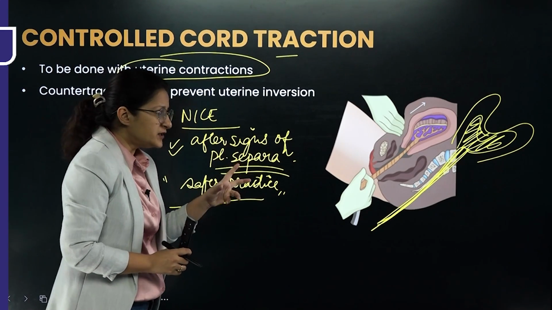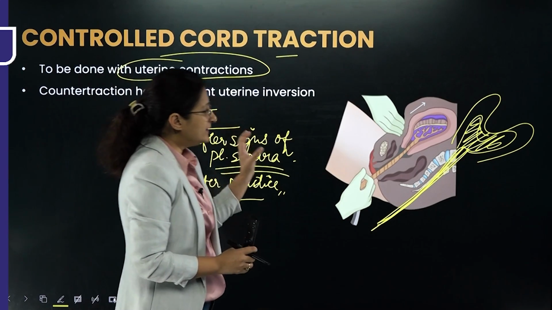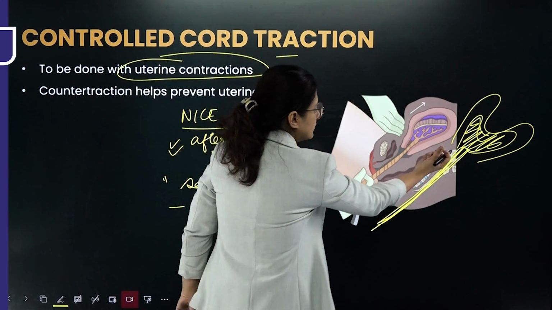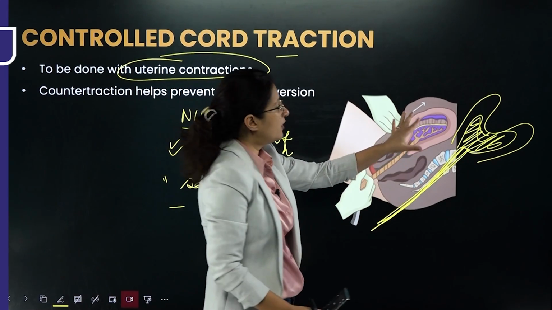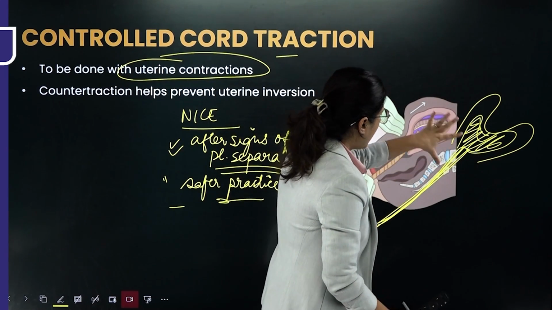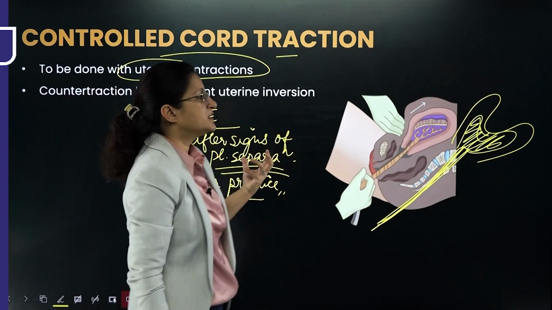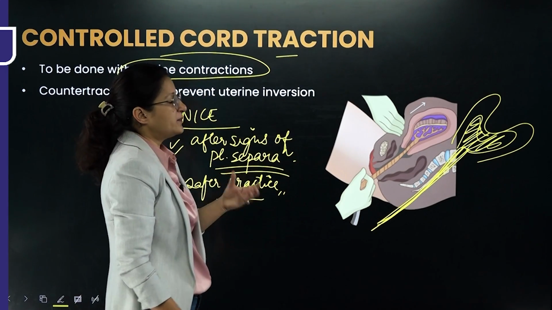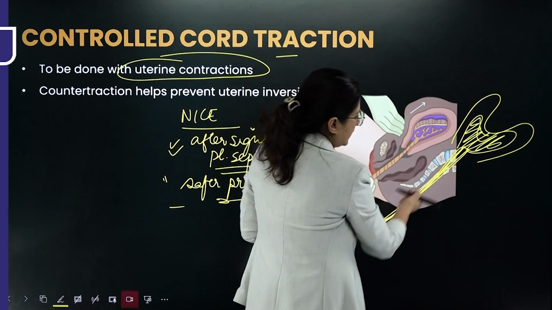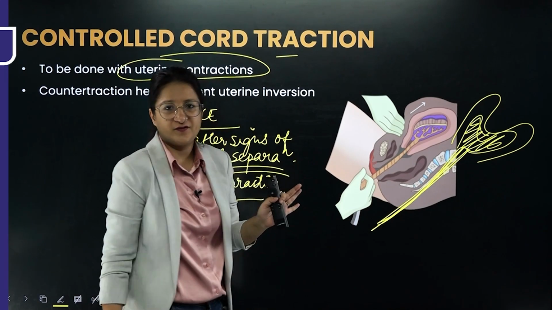So the logic is that by the time you are ready to actually deliver the placenta, the uterotonic must have taken effect, contractions must have started, and now I'm expecting the placenta to separate. It is always safer to have signs of placental separation before we do controlled cord traction. It is always safer that way.